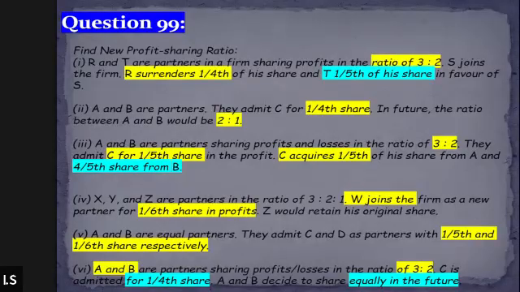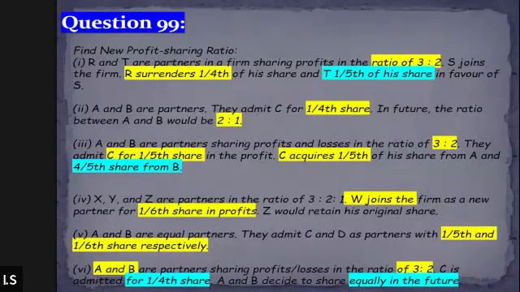99, case number 2. A and B are partners. They admitted C for 1/4 share. In future, the ratio between A and B would be 2:1. All right, so you need to solve this question. I'm giving you 5 minutes to solve this question. This time, the old profit sharing ratio is not given. That is not the problem. We are provided with the future ratio in which they will be sharing the remaining profit. Keep that in mind. This is not the new profit sharing ratio between A and B. This is just the ratio in which they will be sharing the remaining profit.